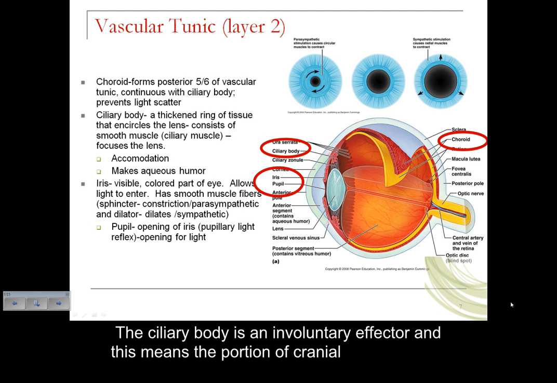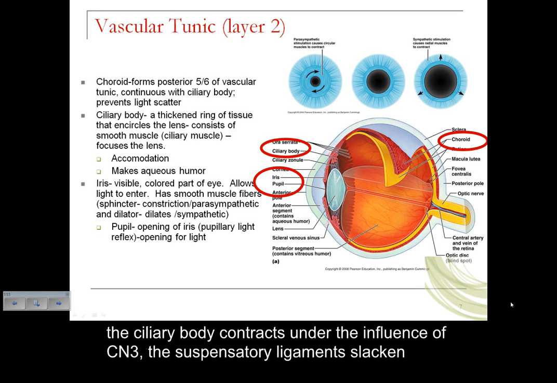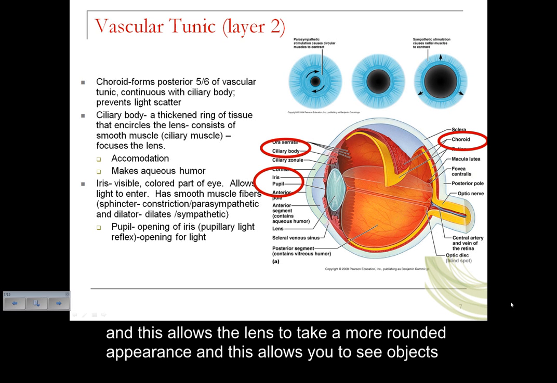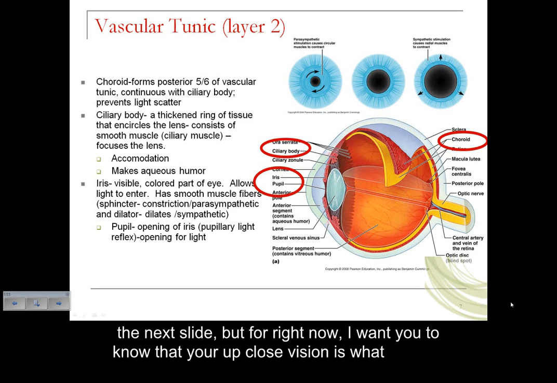The ciliary body is an involuntary effector, and this means the portion of cranial nerve 3 innervating it represents an autonomic visceral motor division. When the ciliary body contracts under the influence of cranial nerve 3, the suspensory ligaments slacken, and this allows the lens to take a more rounded appearance, and this allows you to see objects up close, and this process is called accommodation.